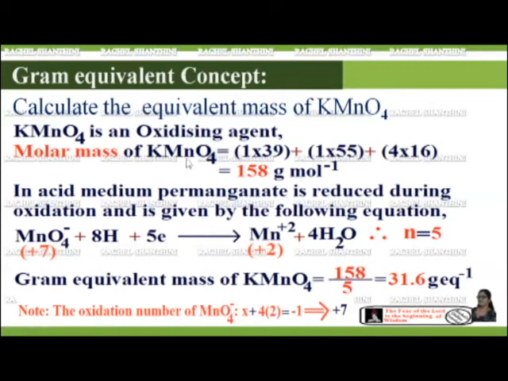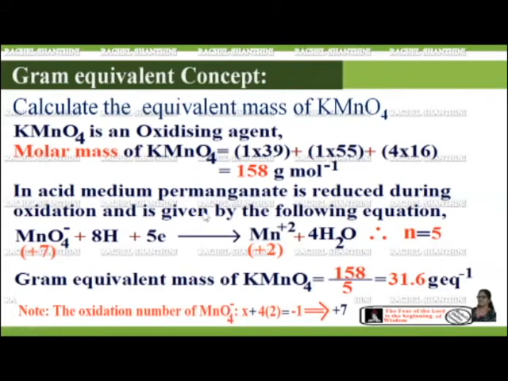So the molar mass of KMnO4 is equal to the atomic mass of potassium, which is 39. Here we have 1 potassium, so 1 into 39, plus the atomic mass of manganese, which is 55. Here we have 1 manganese, so 1 into 55, plus the atomic mass of oxygen, which is 16. How many oxygen atoms are there? 4. So 4 into 16. When we sum up all these atomic masses of the elements present in KMnO4, we get the molar mass of KMnO4. In acid medium, permanganate is reduced during oxidation, and the equation is given below.